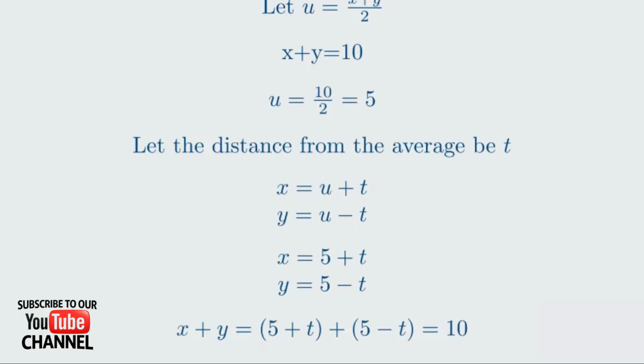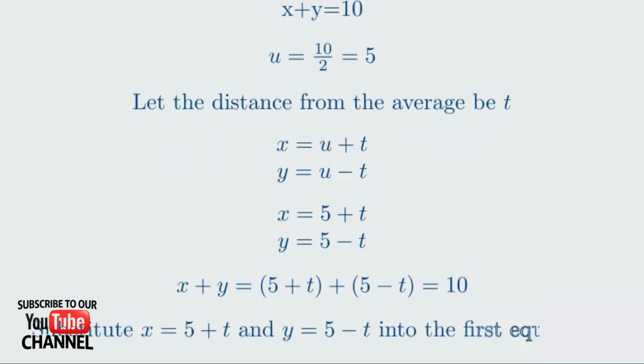Let's check if this works. x plus y would be 5 plus t plus 5 minus t. The t's cancel out, and we're left with 10. It works perfectly. Now we substitute these expressions for x and y into our first equation. By the end of this scene, you will see how using a clever substitution can transform a complicated-looking problem into a more manageable one. Let's perform the substitution into our first equation.